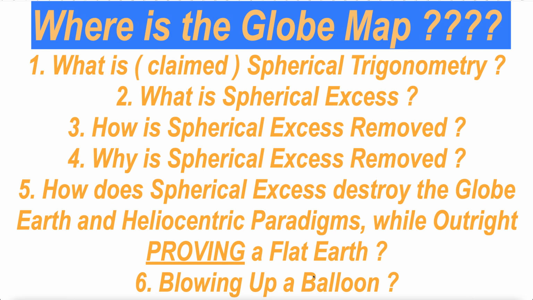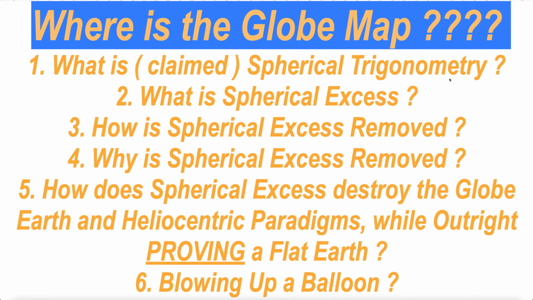Okay, there are 6 points I'm going to cover in this. Number 1 is what is claimed spherical trigonometry. Number 2 is what is spherical excess. Number 3 is how is spherical excess removed. Number 4 is why is spherical excess removed. Number 5, how does spherical excess destroy the globe earth and heliocentric paradigms while outright proving a flat earth. Number 6 is blowing up a balloon. I'll explain the last one at the end.